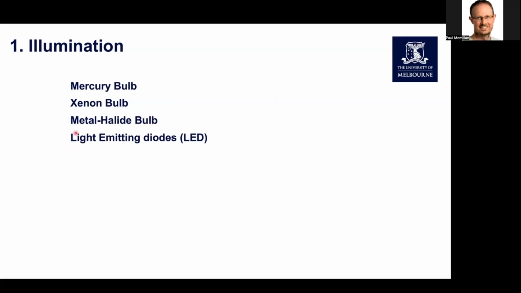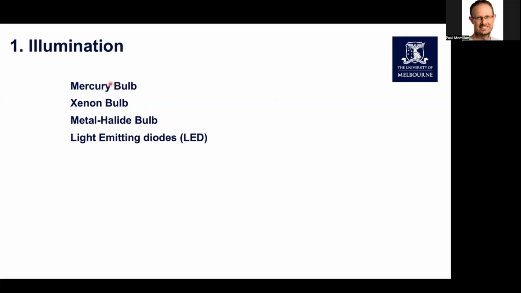More recently, microscope companies have shifted to light-emitting diodes, where the light is a bit more tuned to a narrower band. The benefit that these have over the bulbs is lifetime. So an LED has a lifetime of, say, 20,000 hours. A mercury bulb you need to change after 200 hours.